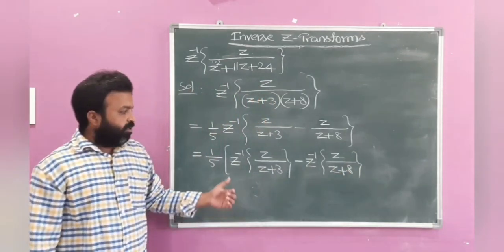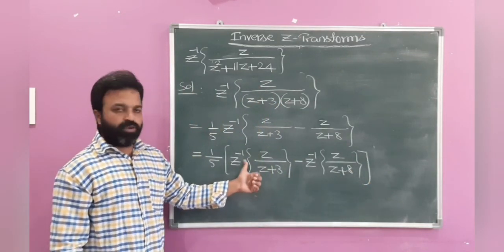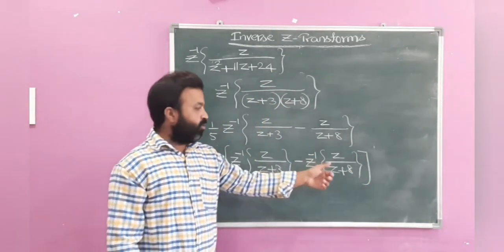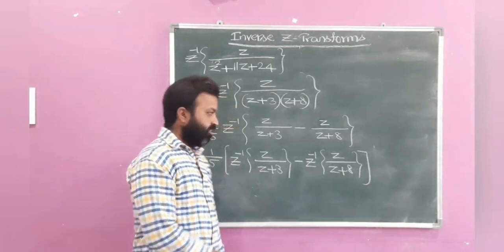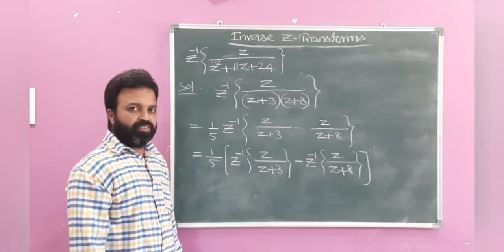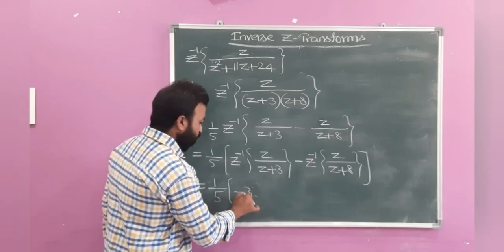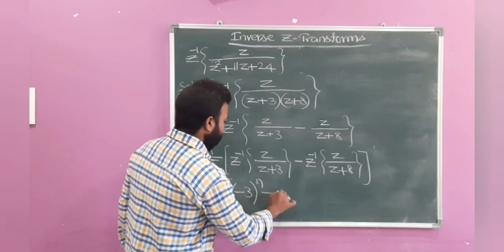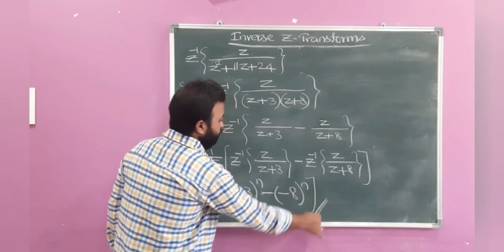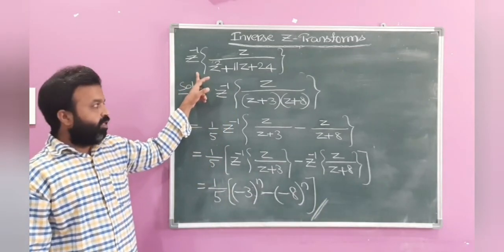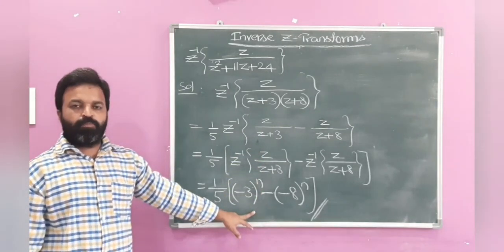So this is of the form Z inverse of z by z plus a, that is minus a whole to the power of n, and here also we have Z inverse of z by z plus 8, which is also in the form of Z inverse of z by z plus a. So now the solution is 1 by 5 into minus 3 whole to the power of n minus minus 8 whole to the power of n. So this is the solution for the given one. First we apply partial fractions, then write the formulae. This is a very simple example.